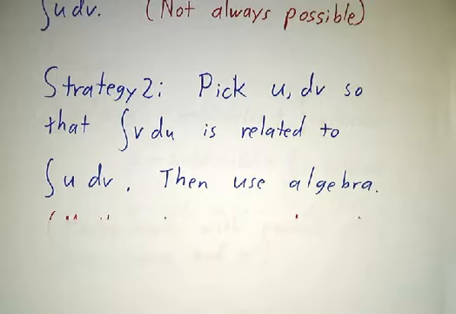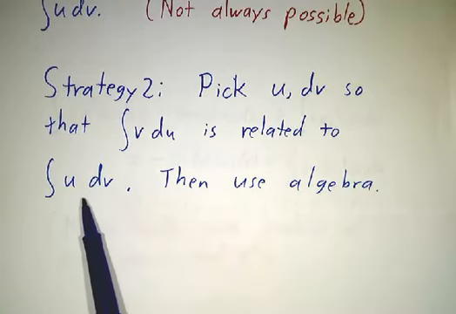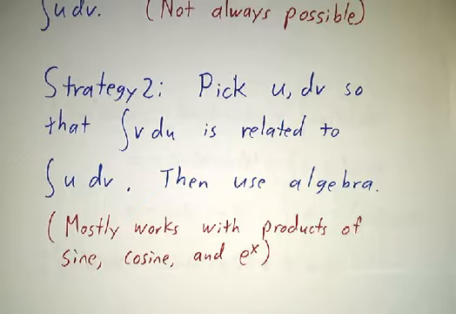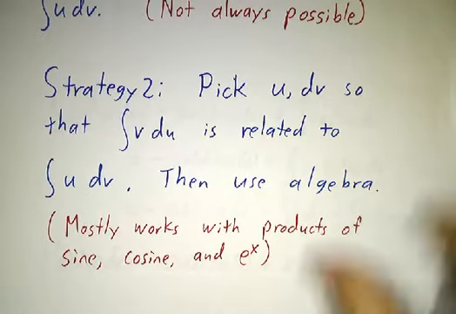So our second strategy is, instead of picking u and dv so that v du is simpler than u dv, pick u and dv so that v du is somehow related to u dv. Then we get an algebraic equation, and we use algebra to solve the resulting equation, and we figure out an integral. This sounds weird, but hold on, we're going to do an example. This trick works really well for things like sine x cosine x, or sine x e to the x, or e to the x cosine x. Products of sines, cosines, and exponentials. It works wonderfully for those examples.